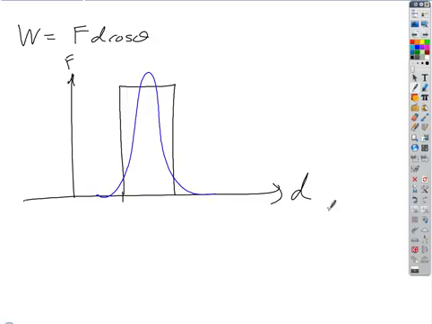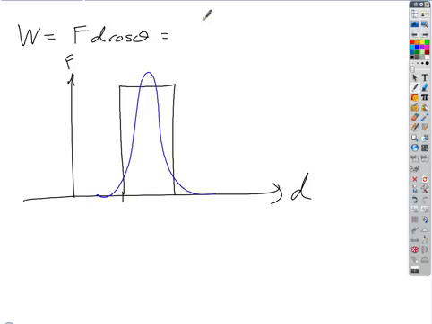It might be slightly different, but I can't just get the work by multiplying the force times the displacement because the force varied the whole time, right? What it really means, in a calculus sense, is that the work is defined as the area under this force displacement curve, okay? And so the way we would write that in a calculus-based physics class would be like this.